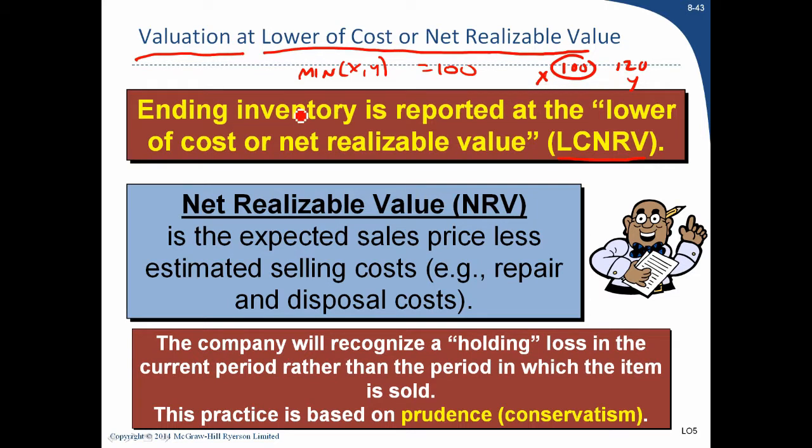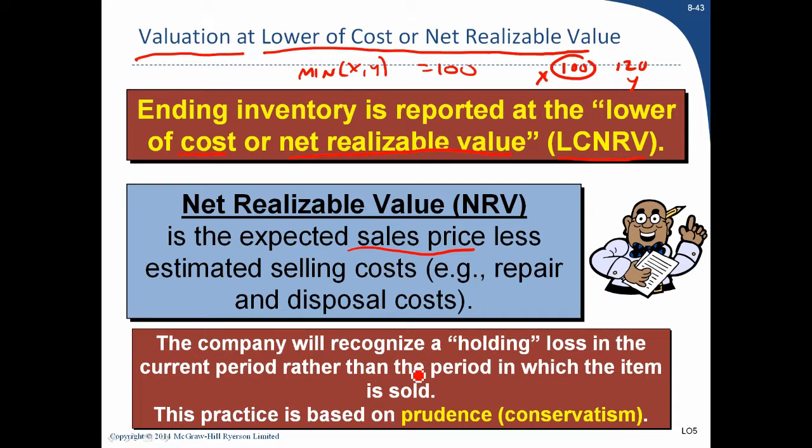So we know what the cost is. The cost, we just spend a lot of time calculating. The question is, what does this represent? Net realizable value. Net realizable value is the expected sale price less estimated selling costs, repair and disposal. I'm not going to focus too much on the selling costs. And then the company will recognize what's called a holding loss in the current period rather than the period in which the item is sold.